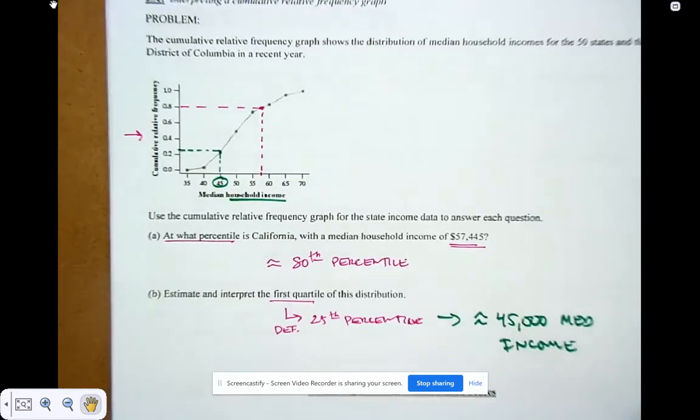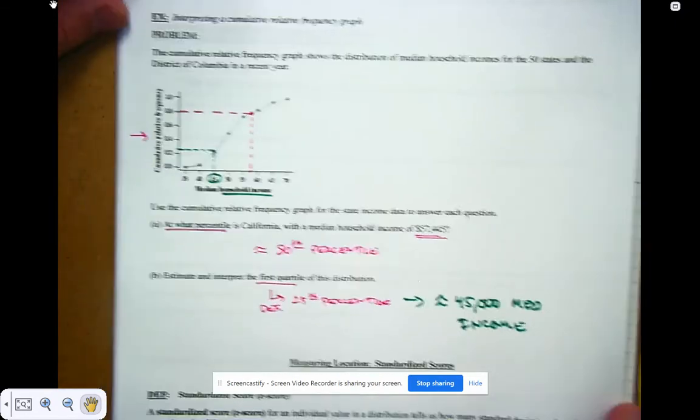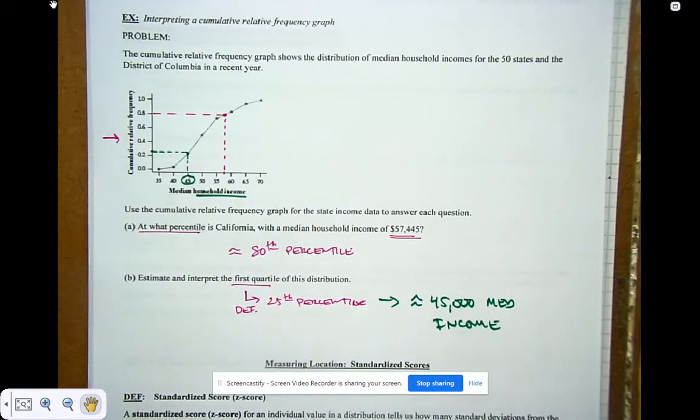Okay, so simple stuff. We got the definition of percentile. What does that mean? I think you have probably all heard of that. And then just using some graphs to get it.